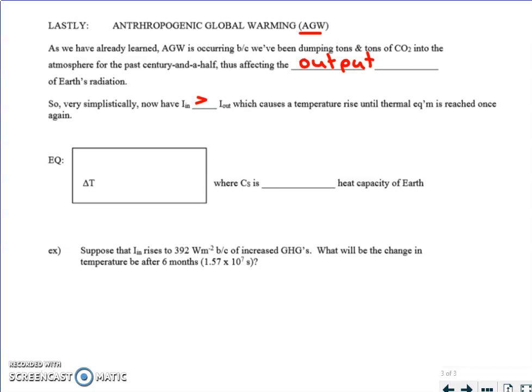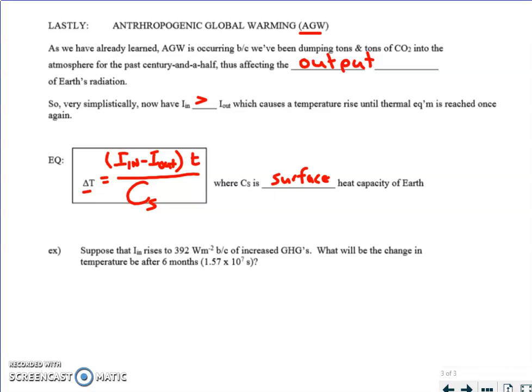So a fairly simple equation, it's a little simplistic, but it gives us a ballpark idea of what to expect, is we can predict the change in temperature based on this imbalance and the amount of time that this imbalance remains. So the equation that predicts this is you just look at I in minus I out, simply the difference. If it's a negative difference, that's going to be a cooling effect. Multiply by whatever time period you're interested in, divided by C_S, the surface heat capacity of the Earth.